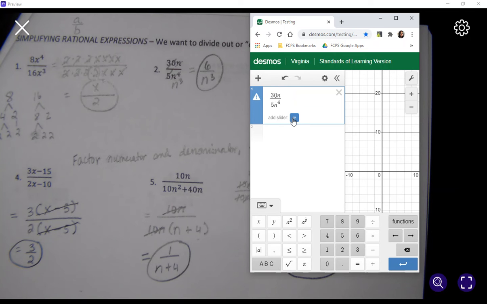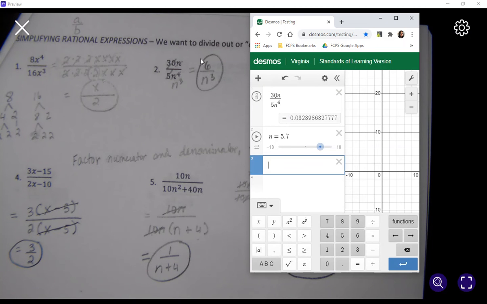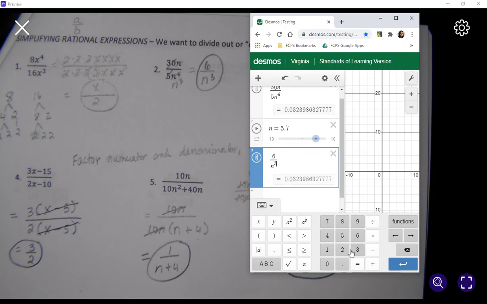So I'm just going to press this. It automatically plugs in 1, and you can just change this. Don't put a negative, just put some positive number here, like 5.7. Now my answer should match this decimal right here. So I'm going to put 6 over n to the power of 3 and see how it matches exactly. So I know I did these right.